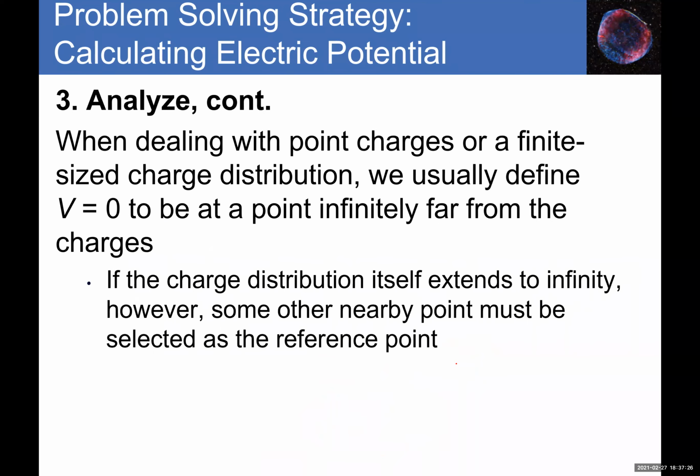Okay. So when dealing with a point charge or a finite-size charge distribution, we usually define V equals zero to be at the point infinitely far away. Again, because when we're doing the change in potential or change in potential energy, it's always simpler when the other point is infinitely far away and it's zero.